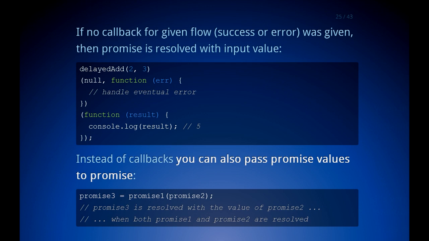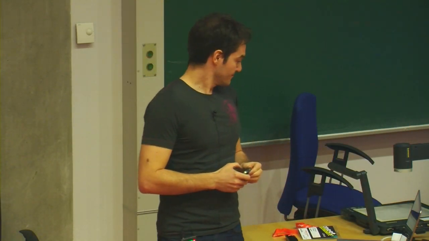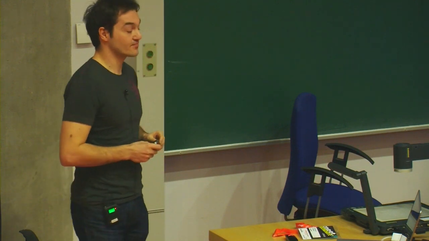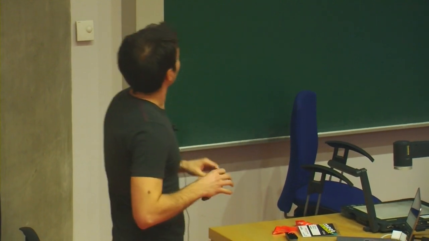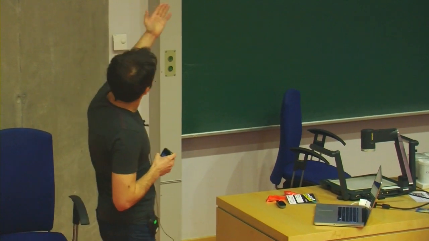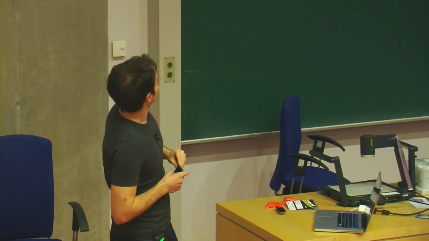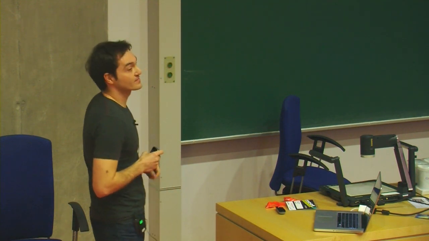If no callback for a given flow, success or error, is given, the promise is resolved with the input value. Like here, we omit the on-success handler, so it just passes down to the next callback with the result 5. Instead of callbacks, you can also pass promise values to promise. And in fact, any value, but I didn't want to talk about all the secrets here. So for example, promise 3 in the below example is resolved with the value of promise 2, but only when both promise 1 and promise 2 are resolved.